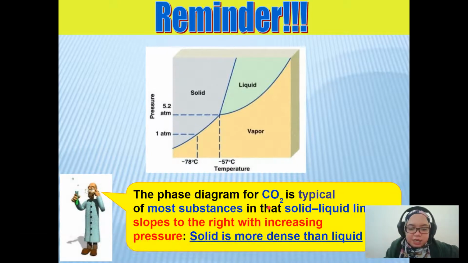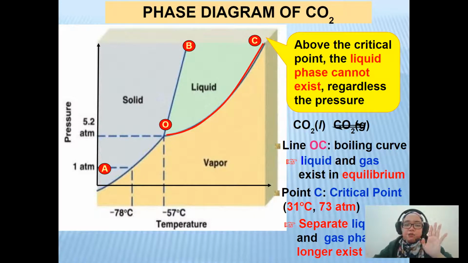Okay, reminder here that the phase diagram of carbon dioxide is typical of most substances in that the solid-liquid line, maksudnya, mostly banyak komponen yang akan ada phase diagram positive slope. Okay, which means that the solid of that particular substance is denser than the liquid phase of that substance. So that's why the solid-liquid equilibrium line slants to the right and has a positive slope. However, there will be some components that have a negative slope, which we will cover after this. Okay, so we have discussed the equilibrium line and triple point.